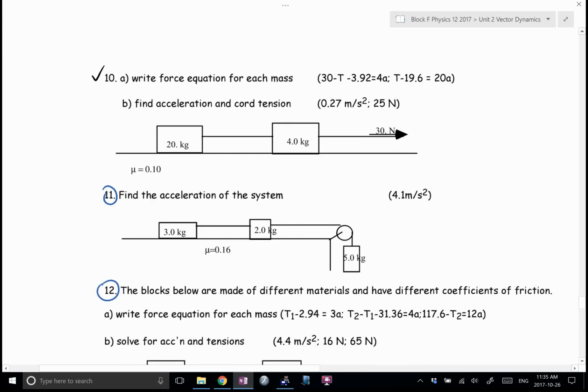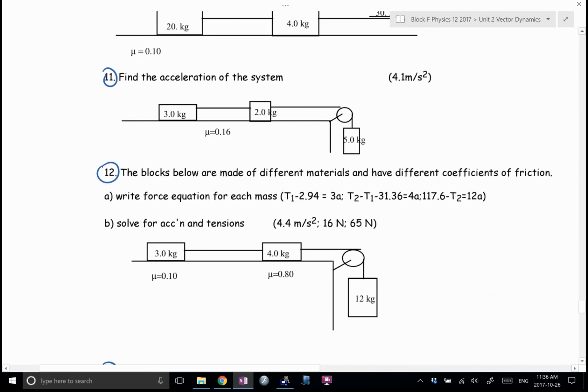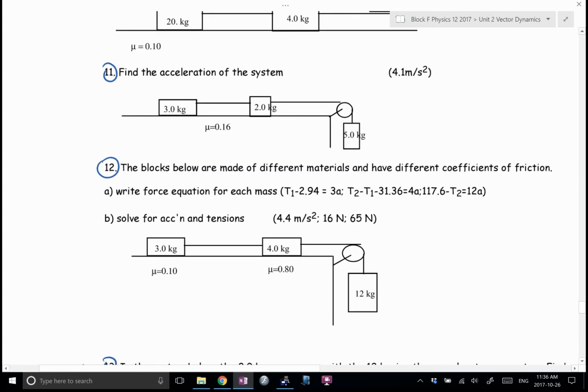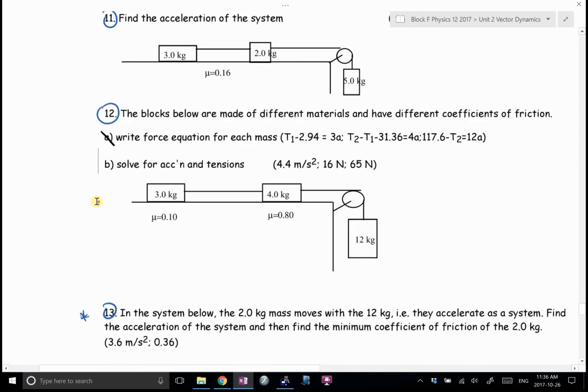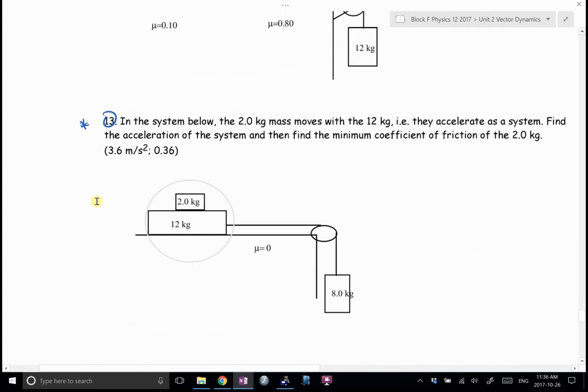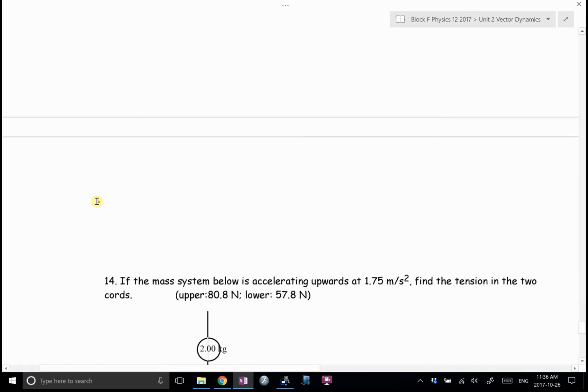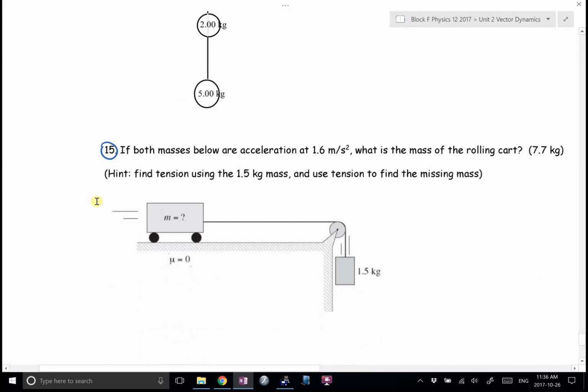3 masses with friction, 11, sure. 12 is 3 masses with different friction, except really you can cross out A and just do B. Find the acceleration and the tension. You'll do A to do that anyway. 13 is nasty. Skip 14. 15, I'm going to put a star next to as being nasty.